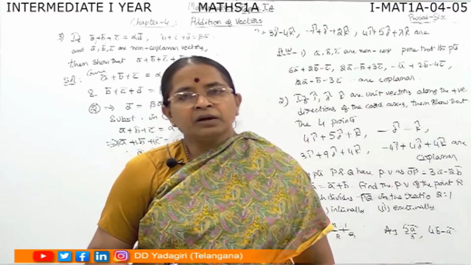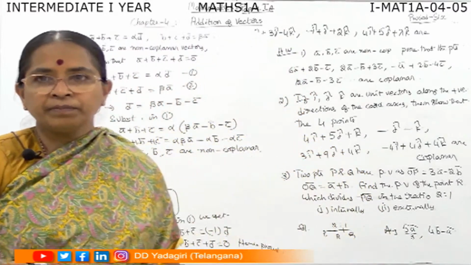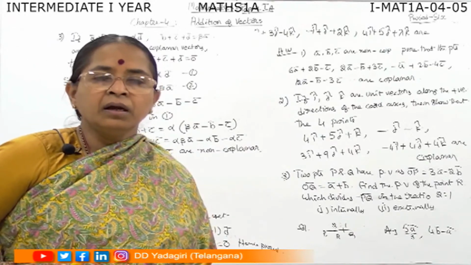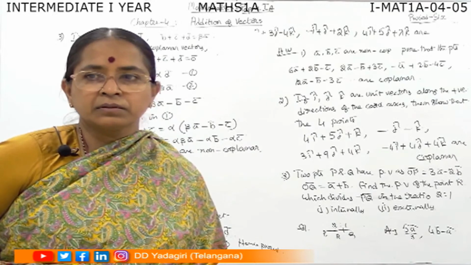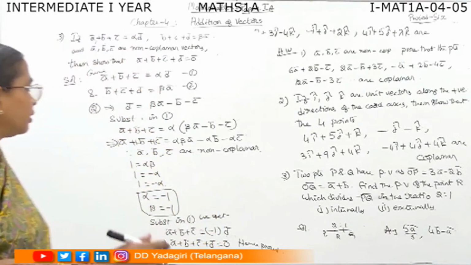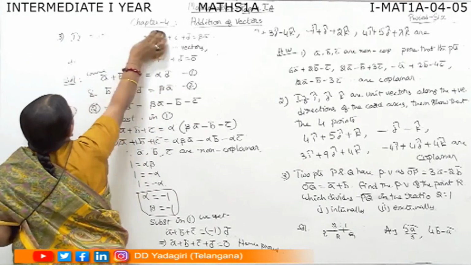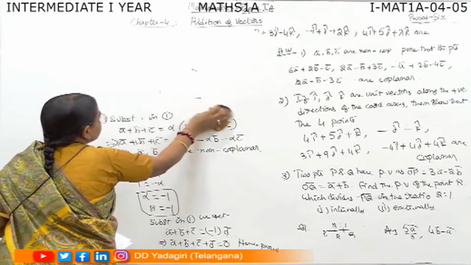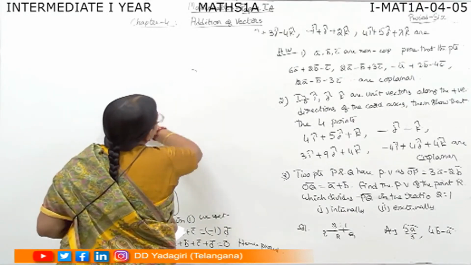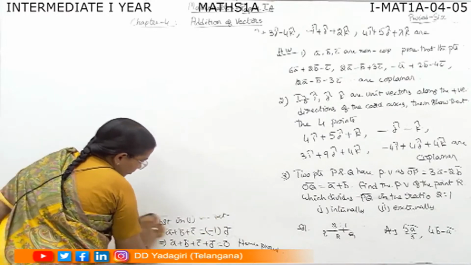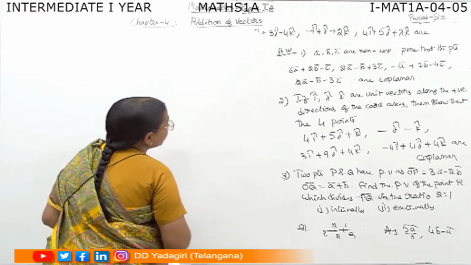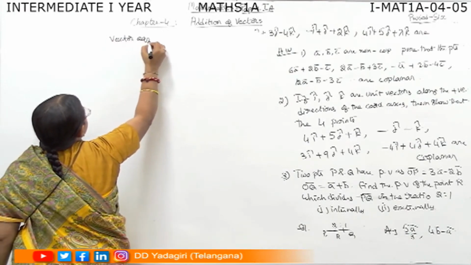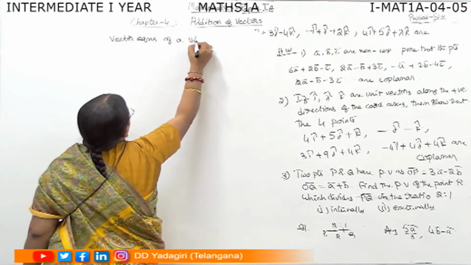In the next period, we'll discuss the vector equation of a line, plane, and then some problems. We'll just discuss these vector equations of line and plane, and we'll continue this in the next period also, till we have time. Next one is the vector equation of a straight line.